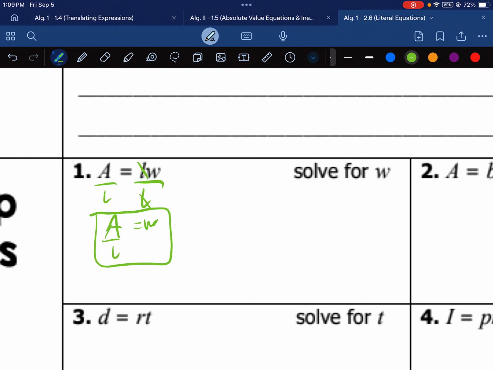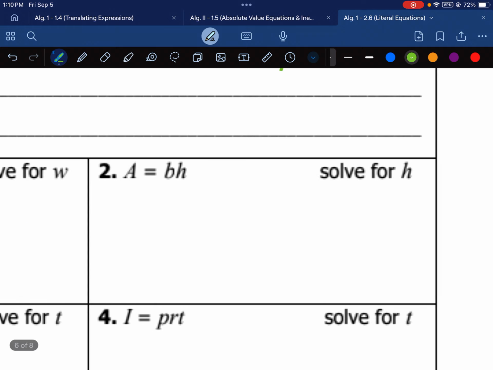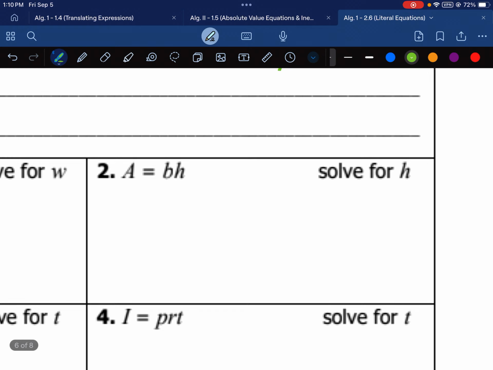So notice we're really asking ourselves the same questions I encourage us to ask for our other equations of what's happening to the variable, how do we undo it, and going through the process there. So on number 2 here, A equals BH. This time we're solving for H. So to undo the multiplication of H, so what's happening to the variable, it's being multiplied by B. To undo the multiplication of B, we divide by B. B divided by itself is 1, and we get 1H or H. Divide the other side by B, and we do not know what A divided by B is, so we leave it as A over B.